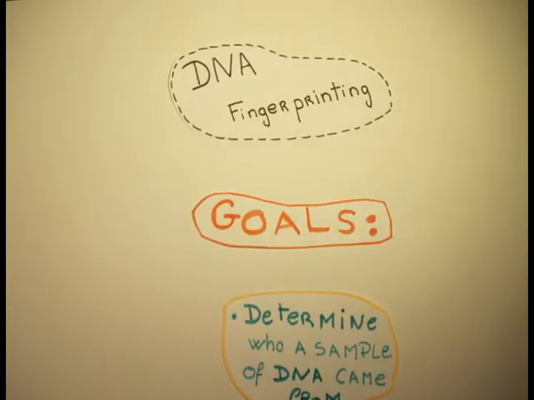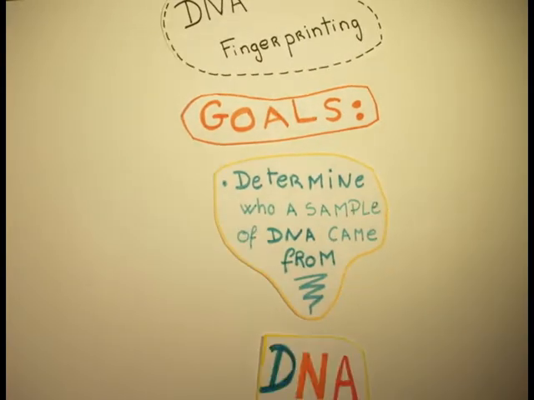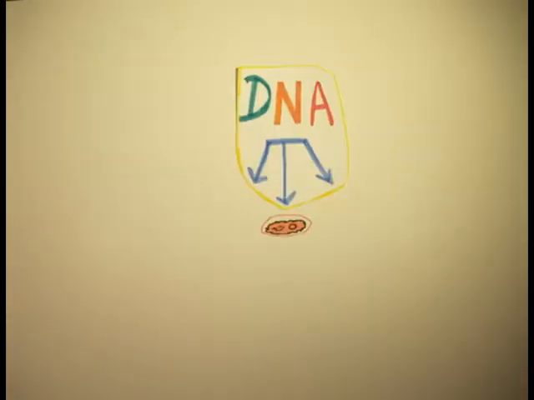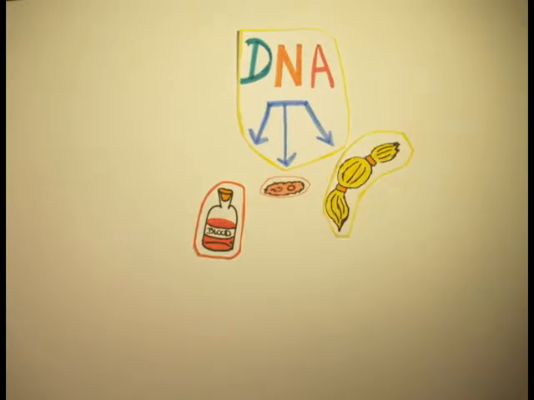DNA fingerprinting allows us to determine who a sample of DNA comes from. Something like a skin sample, cheek swab, blood, or hair follicle can be used. This is the main concept that will allow us to fake our own death.